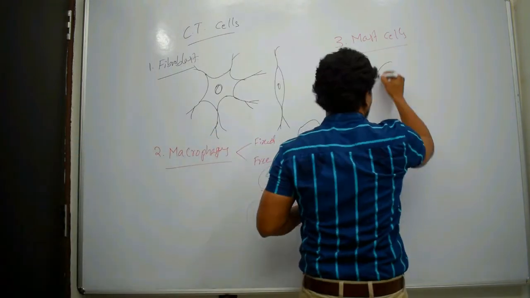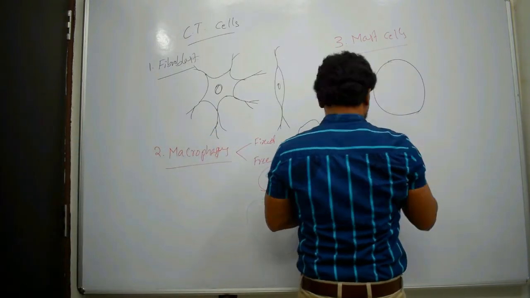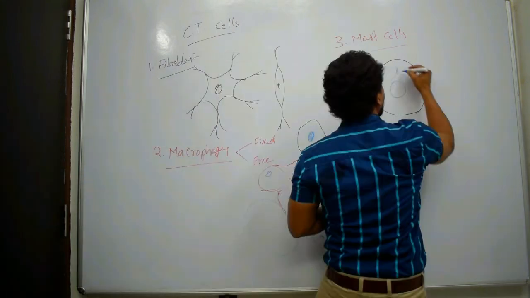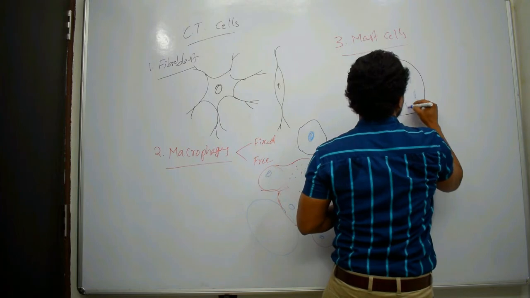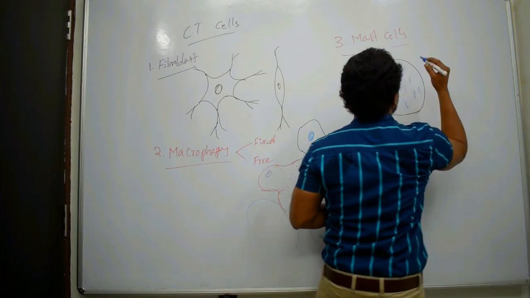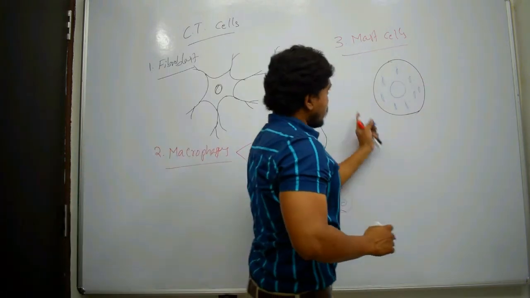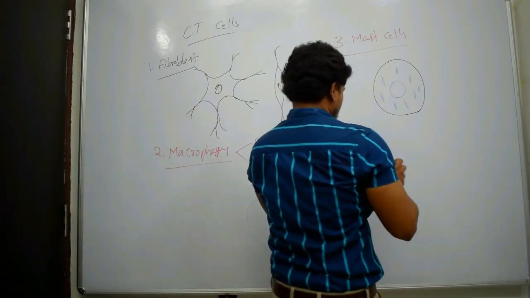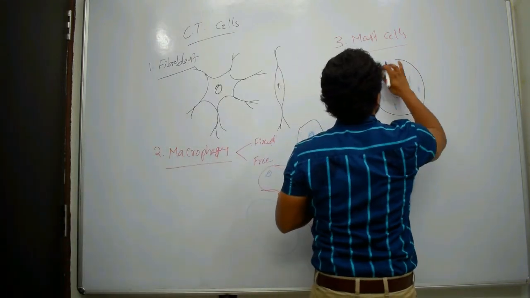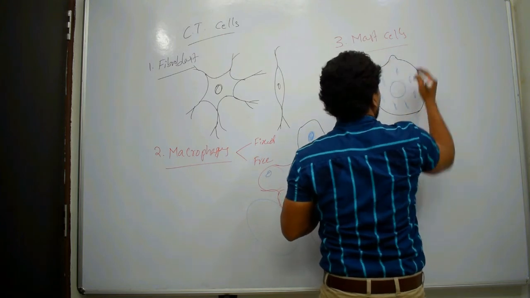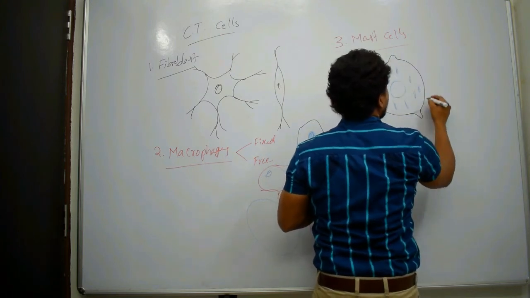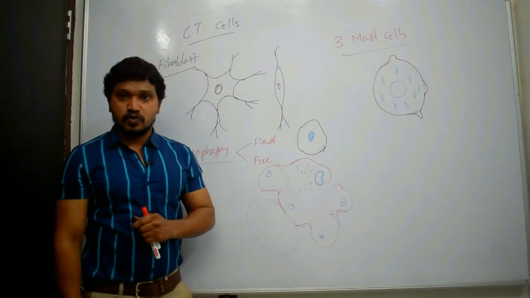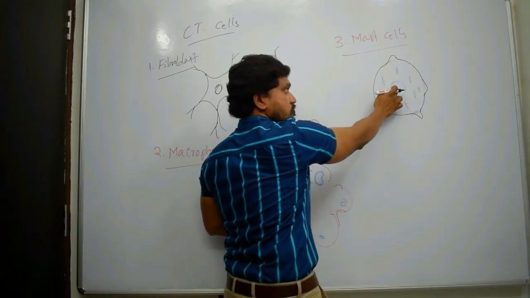If we take the next cell, mast cell. Mast cells are rounded cells and they contain a small nucleus in the center and coarse secretory granules. At the periphery of this cell we can see some modified microvilli, which we call philopodia or pseudopodia. They are larger cells, and a smaller nucleus will be present.